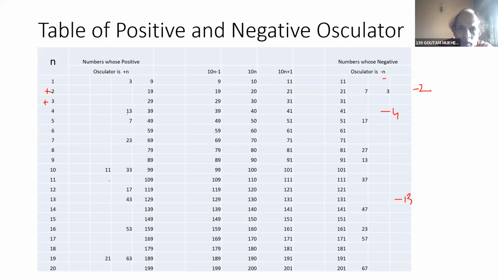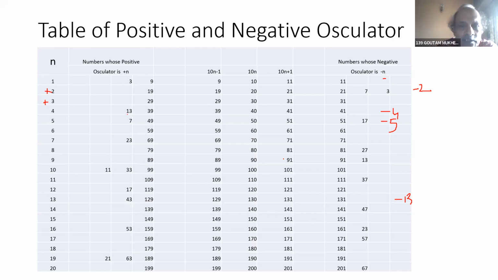+12. But 17 into 3 is 51. For 17 I can use -5 also as oscillator, because it is on the positive side. I told you that positive side means oscillator will be negative. Negative side means oscillator will be positive. It is the opposite.